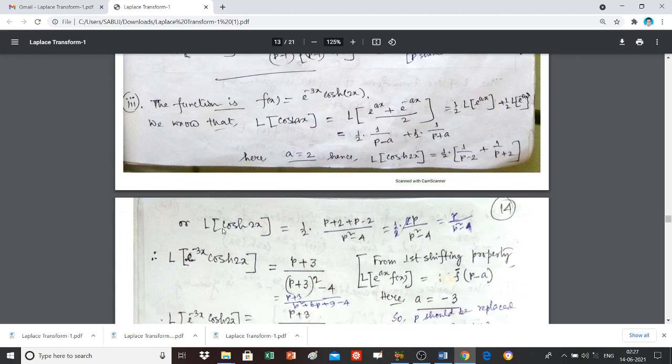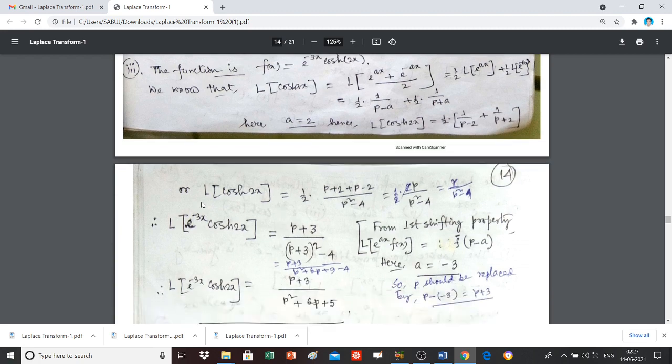So the Laplace transform of cos hyperbolic 2x is here. Just simplify this. Half is there, then these two will provide p square minus 4. Here p plus 2, then plus p minus 2, that is equal to half into 2p by p square minus 4, that is p by p square minus 4.